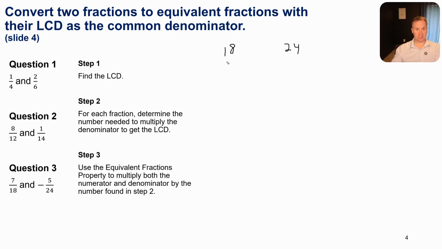So the prime factorization of 18 then is going to be 2 and 9. Could also be 3 and 6. And then 9 is going to be 3 and 3. Okay. 24 then, we have 2 and 12. 12 can then become 2 and 6. And finally, 6 can become 2 and 3. So I've done the prime factorization of 18 and 24. Now let's go ahead and line them up.